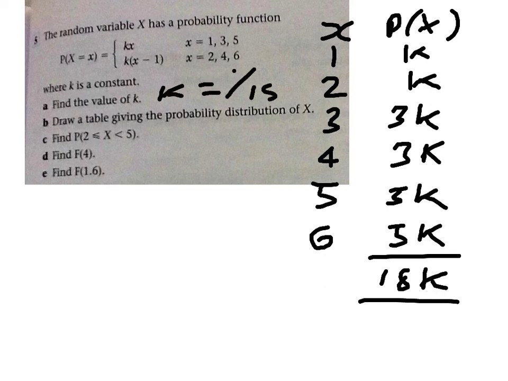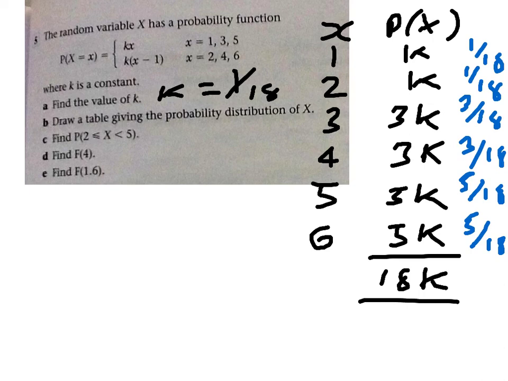And you'll see now that I've replaced k with 1/18 and written the probabilities of x in blue. So we can now answer the questions fairly easily. Alright, so for part C, the probability that x is less than 5 but greater than or equal to 2 means I can include 4 down to 2. That means I add 1, 3, 3, and 1, that's 7/18.